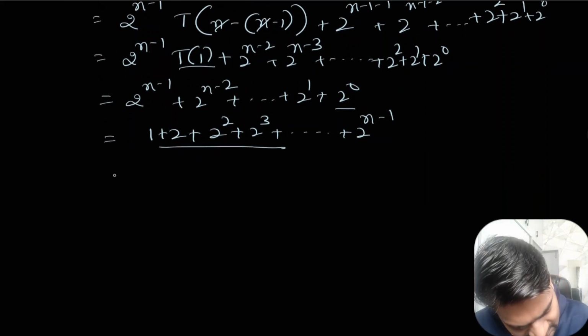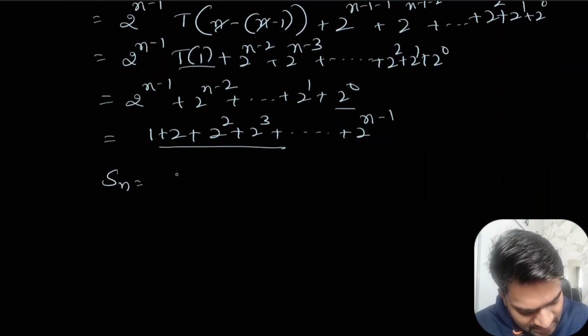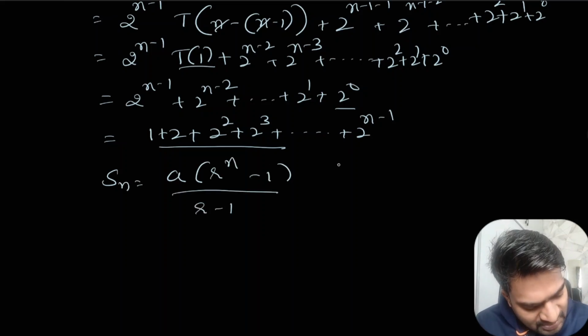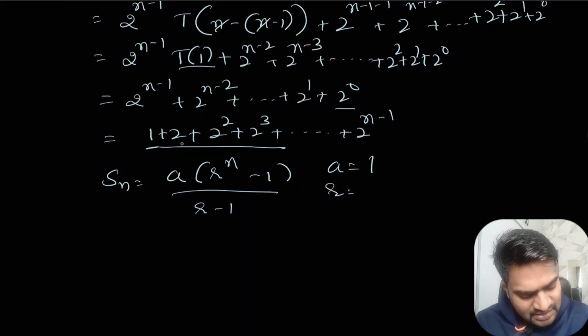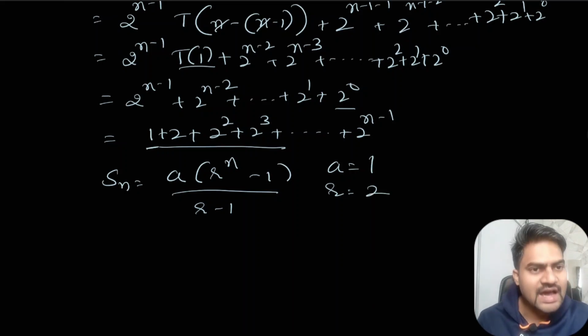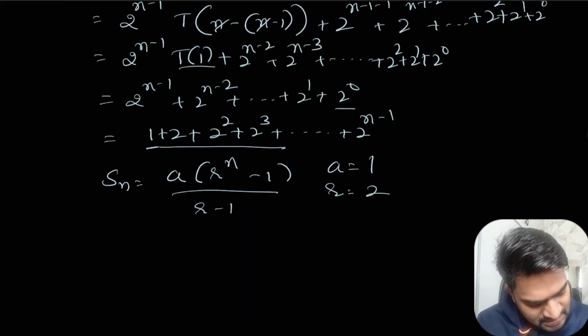So the sum of n terms, Sn equals a into r to the power n minus 1 divided by r minus 1. So our a will be the initial term, which is 1, and our r will be 2 here because every time it is getting multiplied by 2. So our r will be 2, and we got r, we got a.